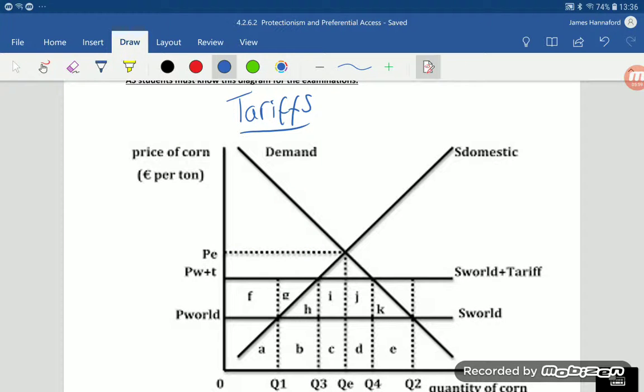Let's start by talking about tariffs. Tariffs, or customs duties, are taxes on imported products. They are usually in an ad valorem form, that is, a percentage tax, levied as a percentage increase on the price of the imported product. Tariffs are one of the oldest and most pervasive forms of protection and barriers to trade.